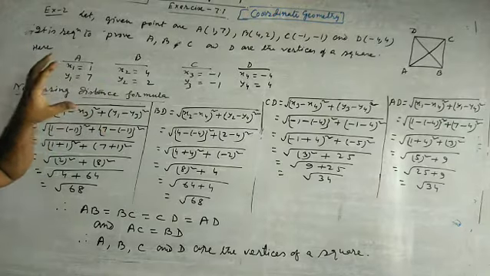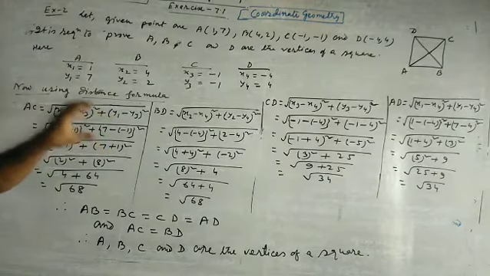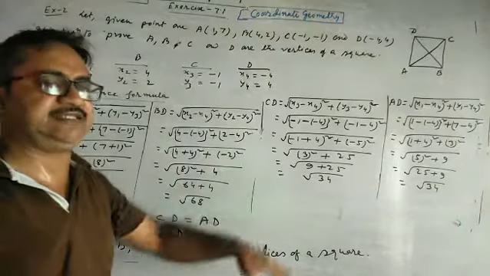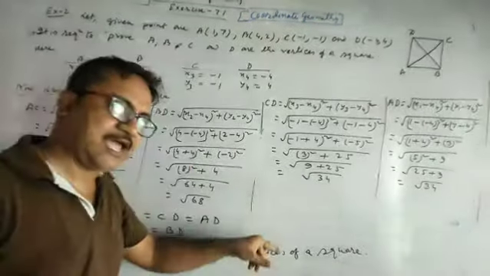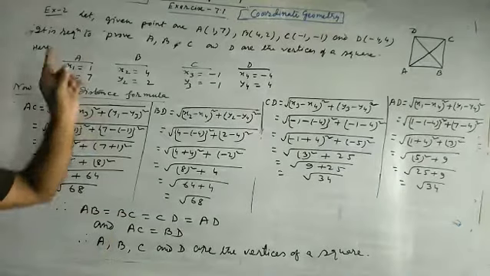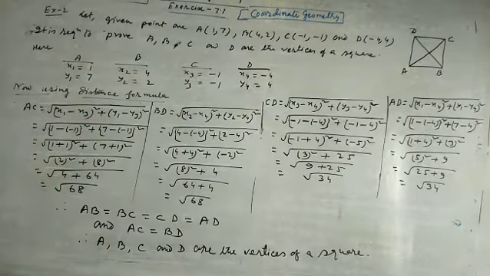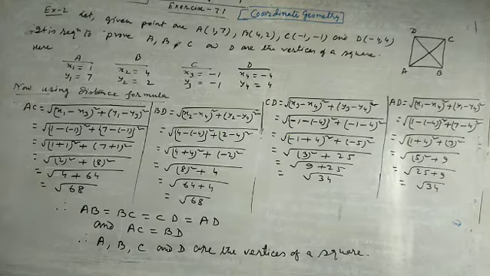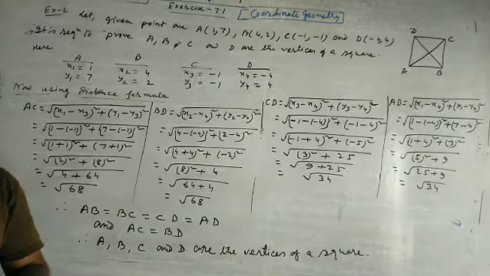So if we find that 4 points form a quadrilateral, then we find the distances of all 4 sides and their diagonals. After that we decide which type of quadrilateral is formed. Okay? So here we complete example 1, example 2.